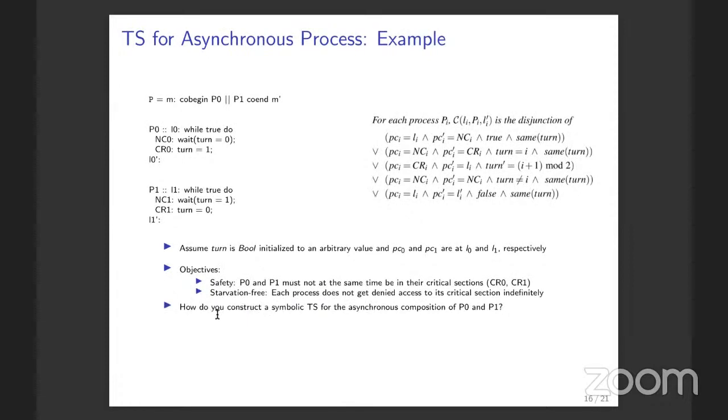So now the question that we are addressing is, how do you construct a symbolic transition system for this, given the individual transition systems for each of the sub-processes here? And I already showed you earlier.